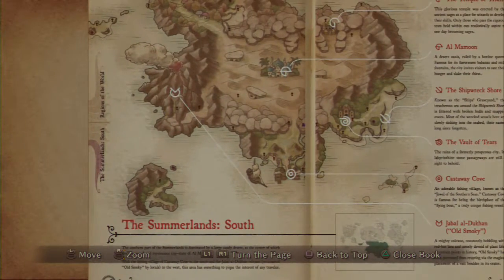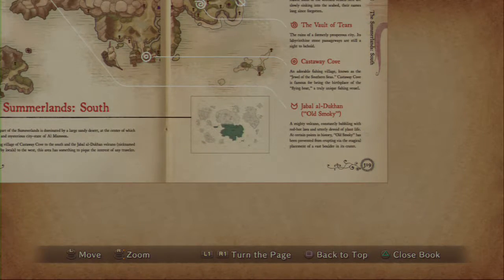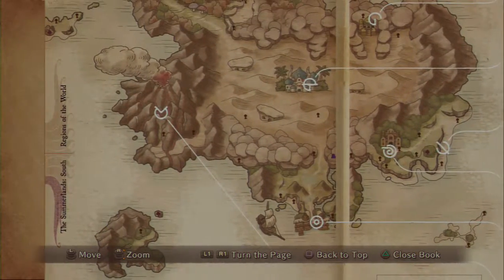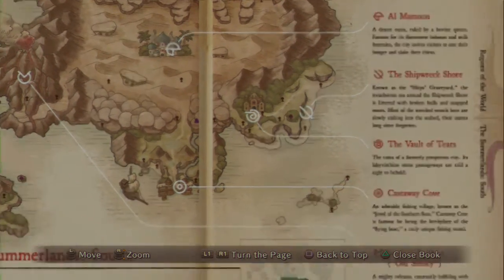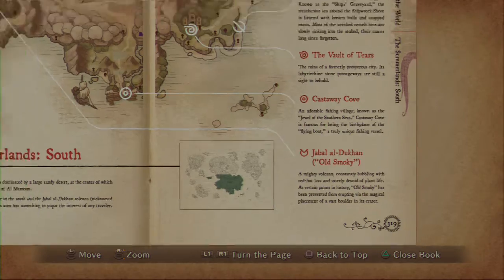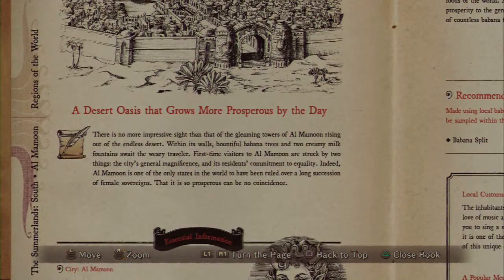Interesting thing to note, if you actually do go to Old Smoky, if memory serves me correctly, you can see some dead, burnt-out trees, which I think is interesting because it implies that near Old Smoky there used to be plant life, but I guess an eruption happened at some point and wiped them clear out and they're not growing back. But let us turn the page and get to Mamoon. Here we are.